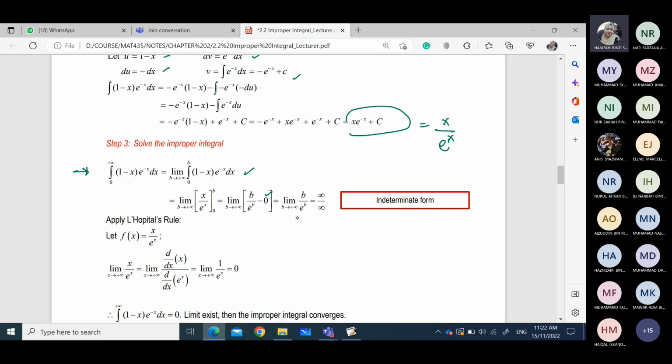So we solve for this one. We have infinity over infinity. Okay, so this one is indeterminate form. Then we need to apply L'Hopital's rule.